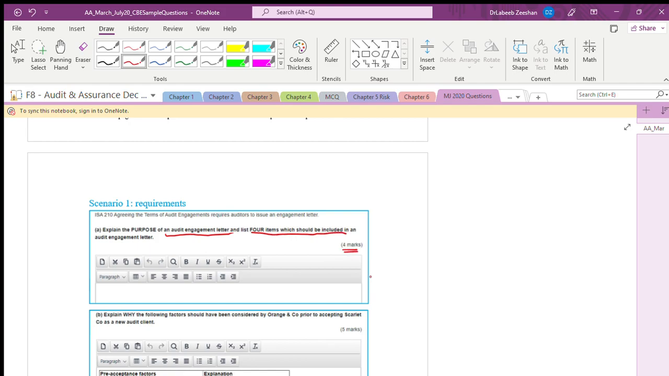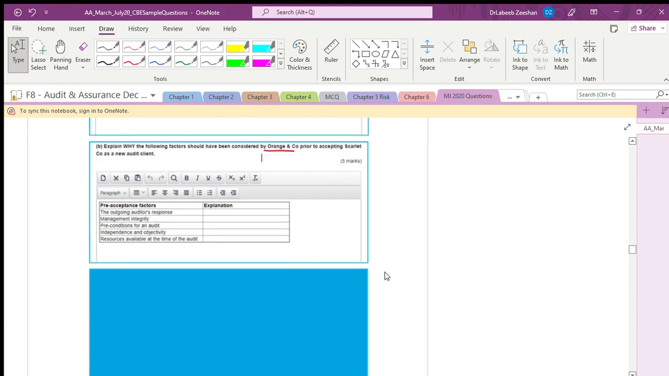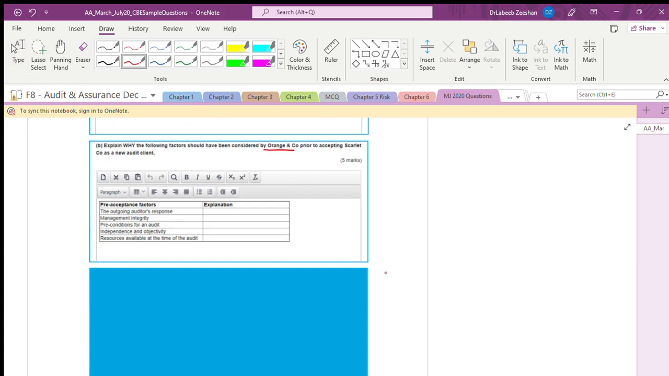How many marks are there? 4 marks are there. Fine. Next, explain why the following factors should be considered by Orange and company prior to accepting Scarlett company as a new client. They have already mentioned it. You have to give an explanation. 5 marks. Outgoing audit response, management integrity, preconditions for an audit, and independence and objectivity and resources.